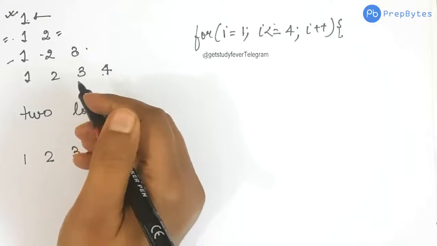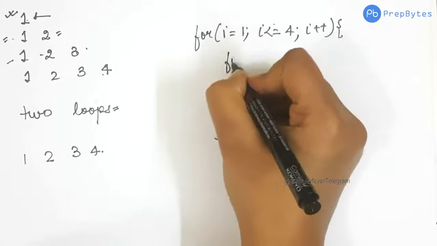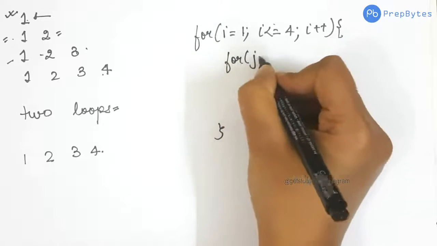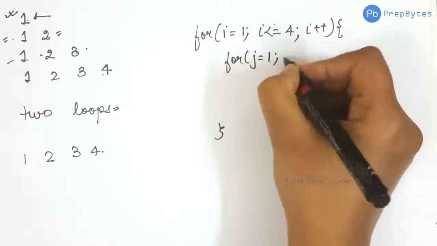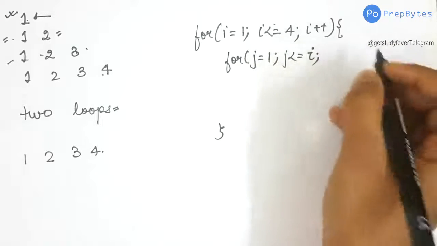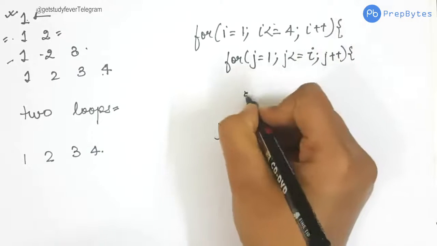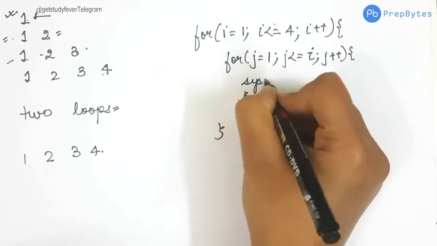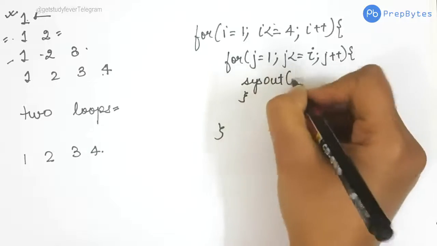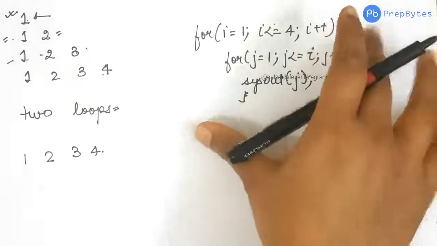So for this, we will need another loop. So we have another loop that starts from 1 and goes only till the value of i, and we also increment it. And what I do is print this particular value j. So now what will happen? Let's try and run this loop.